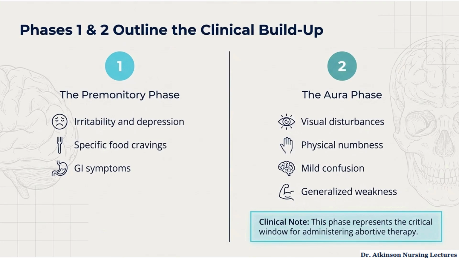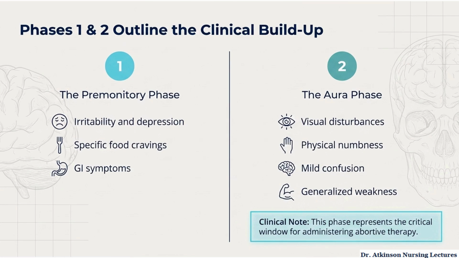Let's look a little closer at those first 2 phases, because this is where patients often start realizing a migraine is coming. During the premonitory phase, patients may become irritable, emotional, depressed, or unusually fatigued. Some patients get very specific food cravings, and others may even develop GI symptoms like nausea or stomach discomfort before the headache ever starts.